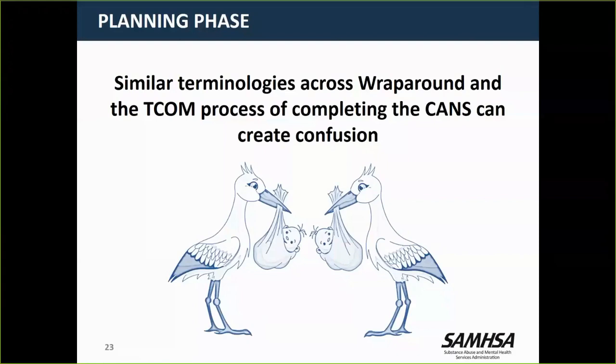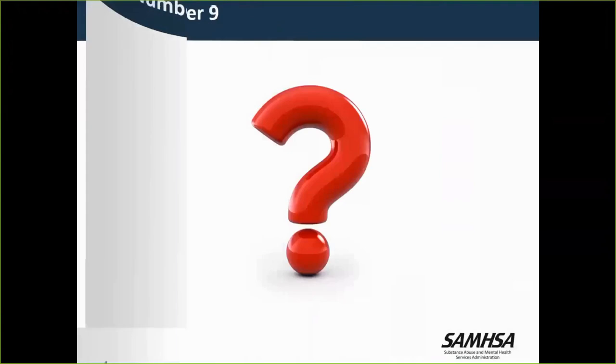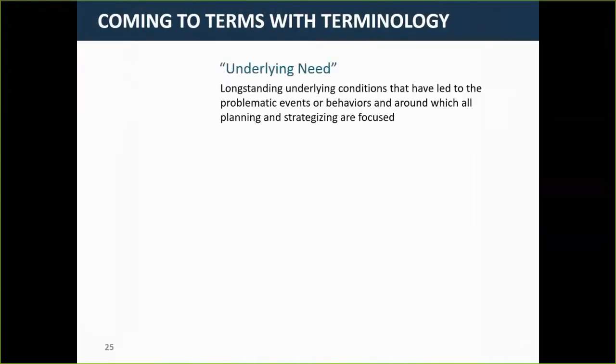All right. So moving to the second phase of wraparound, the planning phase, one thing we're going to focus on in this phase, and this is highlighted in the guidance document, is that similar terminologies across wraparound and the TCOM process, or the CANs, can create confusion. Go on to the next slide. I think we're going to skip the last couple of polls so we can get to Q&A. So one thing we've got to do is come to terms with terminology.